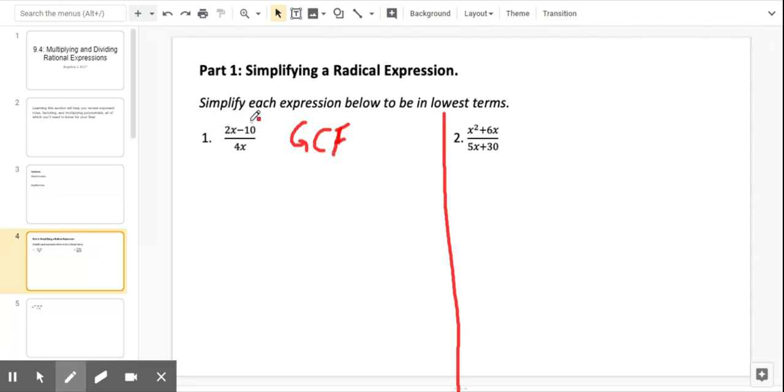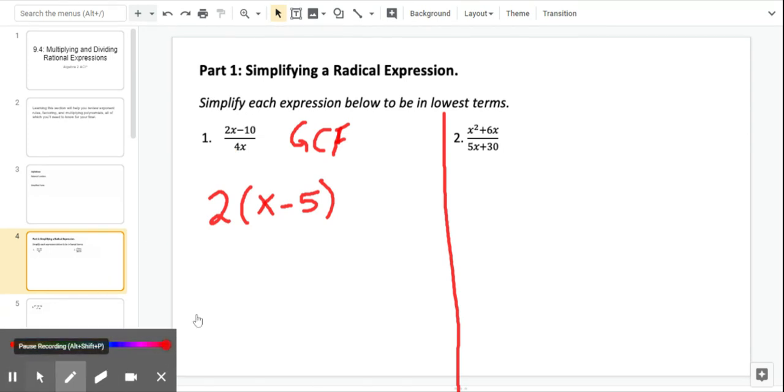So let's factor a GCF out of the numerator. In the numerator, we have 2x minus 10, which have a common factor of 2. And then we'd be left with x minus 5. Again, think of GCF as a reverse distribution. What goes into both 2x and 10? Well, 2 goes into both of those evenly. So if I take a 2 out, I would just be left with 1x minus 5.